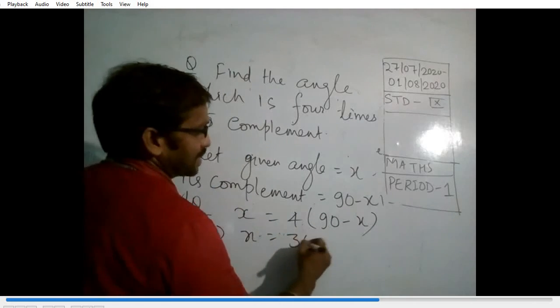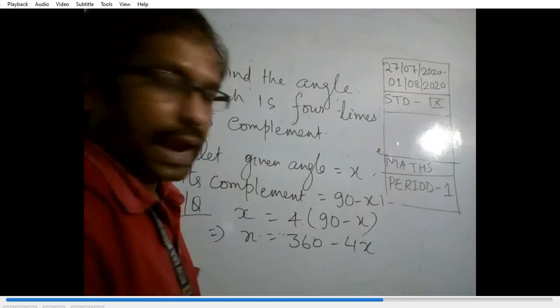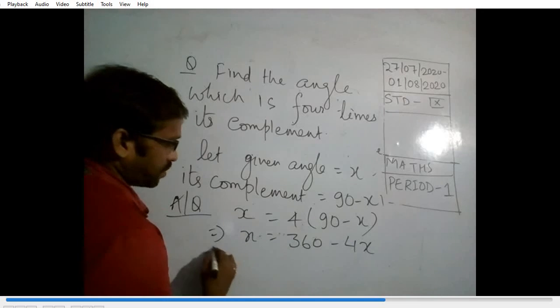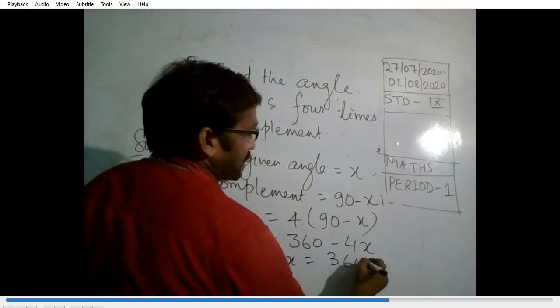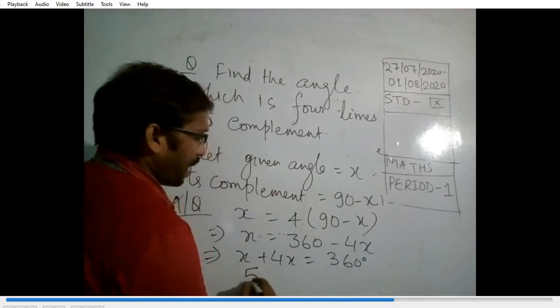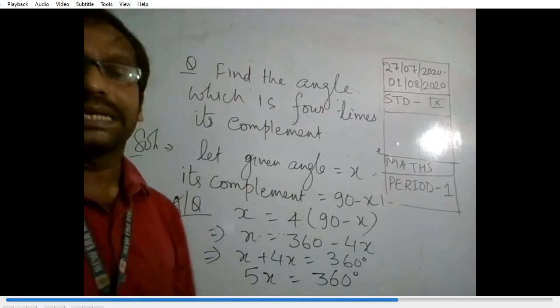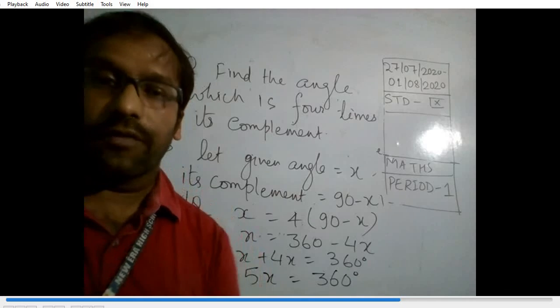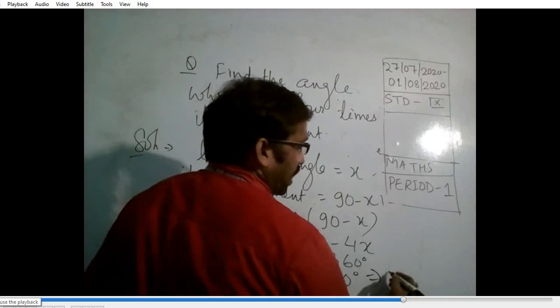So now it is simple calculation only, and we will find x. So it is equal to 360. Now I think you will find x. So 5x is equal to 360 degrees. So x is equal to 72 degrees. X is equal to 72 degrees here.